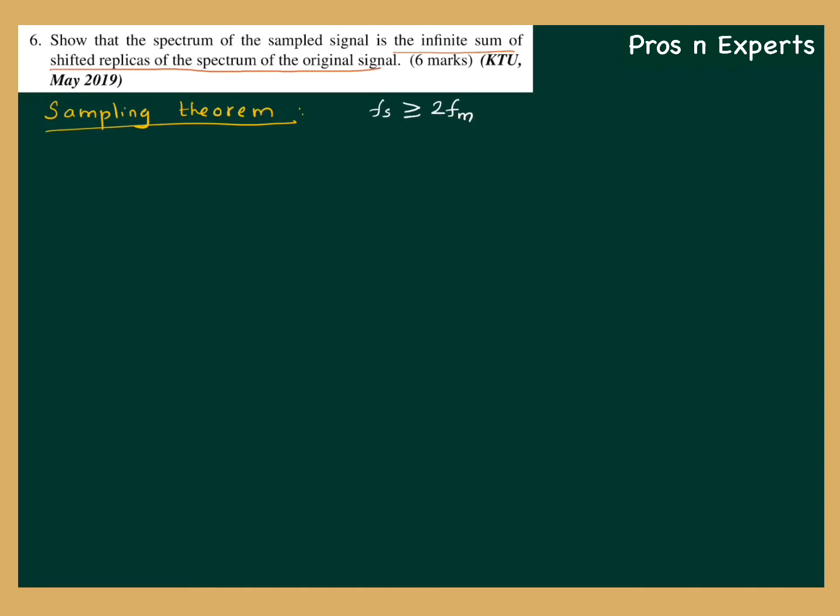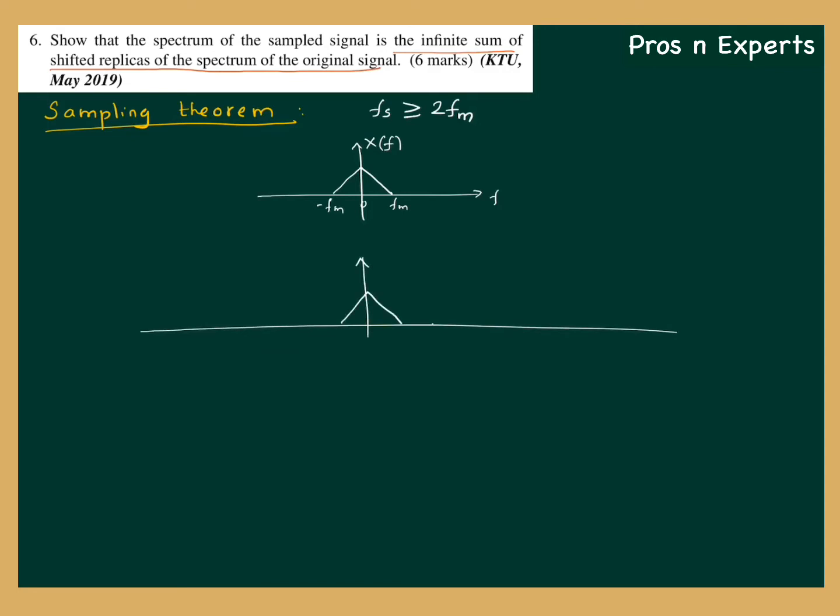Okay, so what we know is, if this is the message signal spectrum, not the signal in time domain but the spectrum. Okay, let this be the spectrum of the message signal. Then after sampling, what we get is an infinite sum of shifted replicas on both sides. This is x del of f, where x del of f is the sampled signal spectrum. This is the message signal spectrum, this is the sampled signal spectrum. So this contains infinite replicas of our message signal spectrum. This is what we have to prove mathematically. Okay, let's do that.